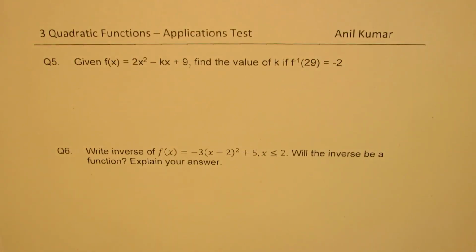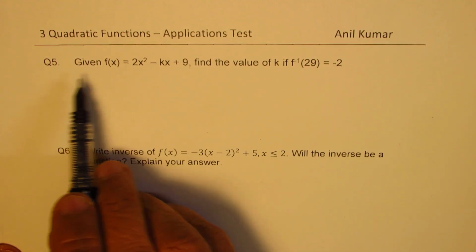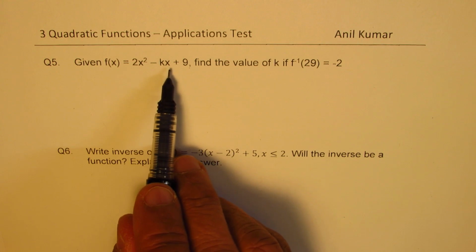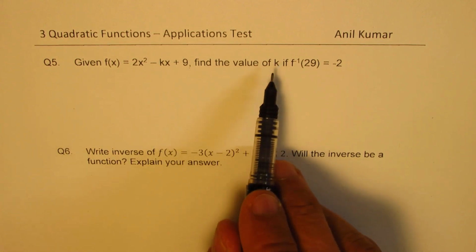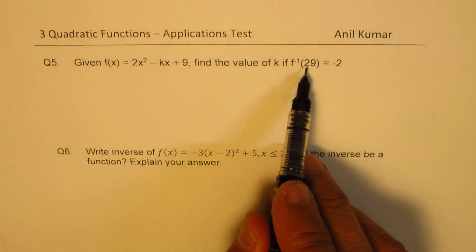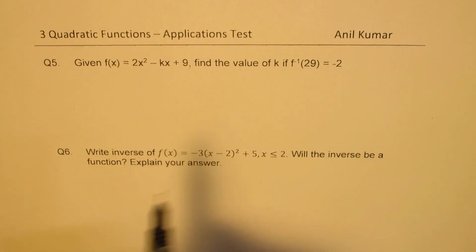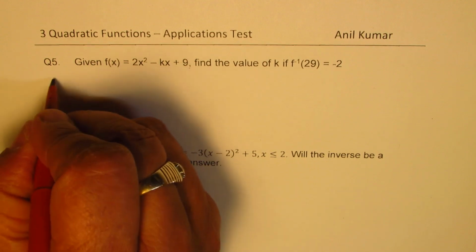Now, question number 5 and 6. These two questions are based on inverse function. Given f of x is 2x squared minus kx plus 9, find the value of k if f inverse of 29 equals minus 2. So I'm showing you a very easy method here. So let's understand this strategy.